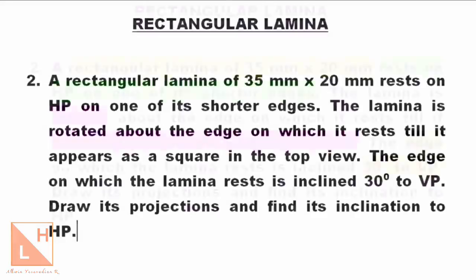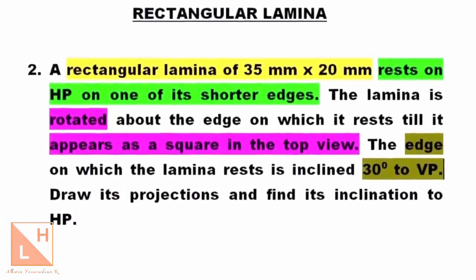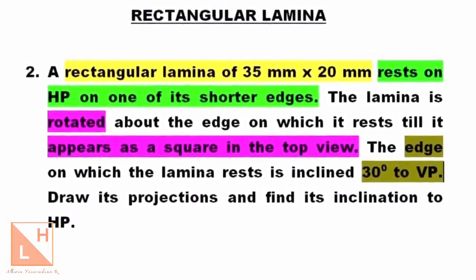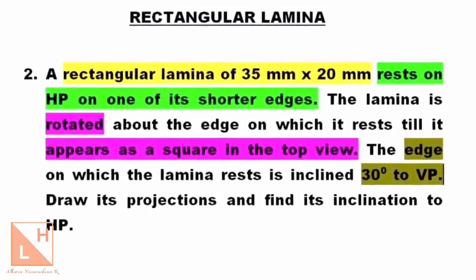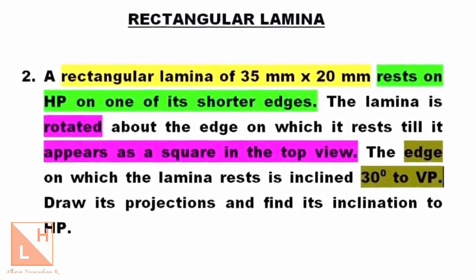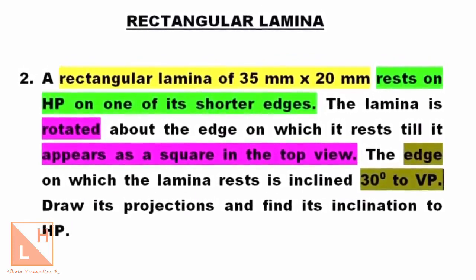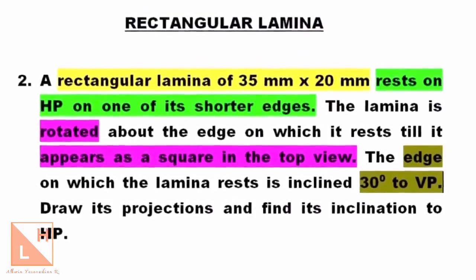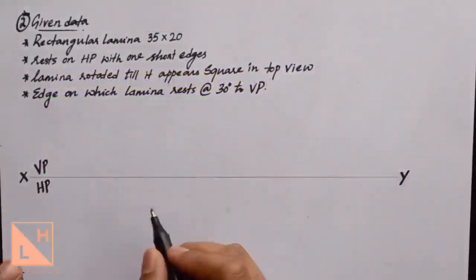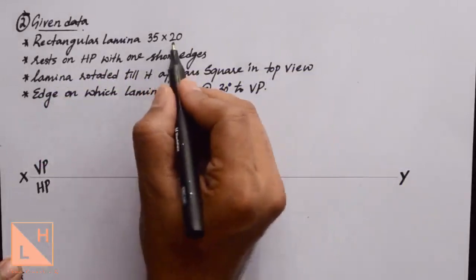Read the question properly and note down the data as we have done in the previous problems. And write it before you start the solution. Use this data one by one as a checklist when we proceed with the solution. So again we have a rectangular problem here of 35 by 20 millimeters.